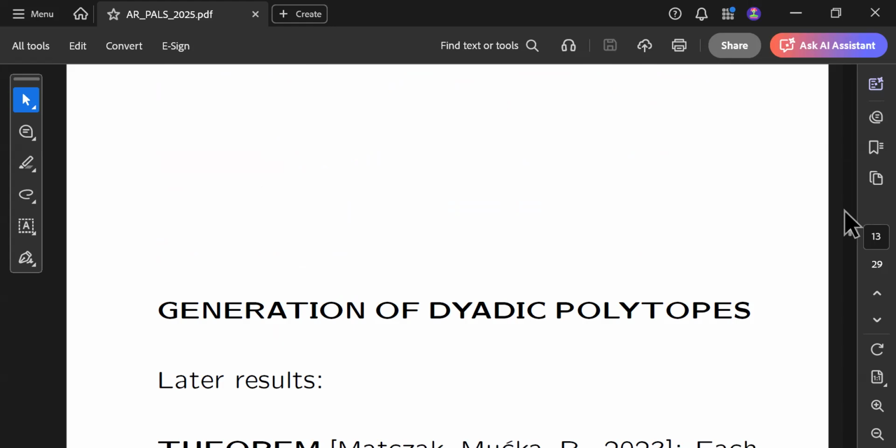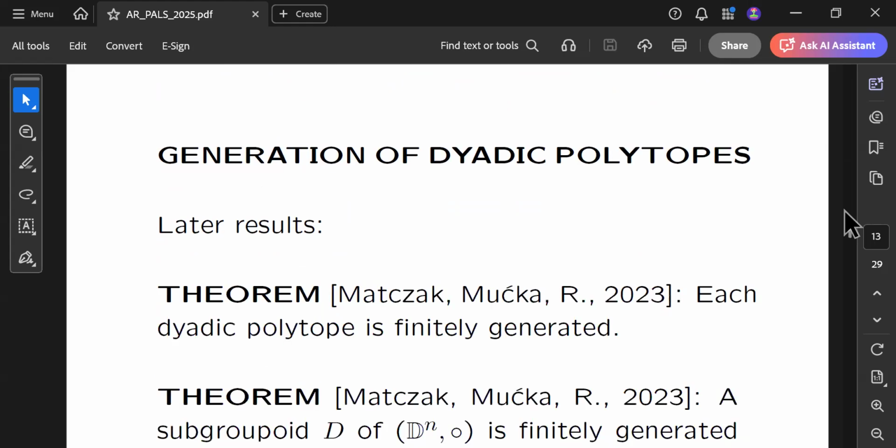Then 10 years later, we came back to the generation process, and we could show, also together with Katarzyna Matczak and Anna Mućka, that each dyadic polytope is finitely generated. And the proof is based on a very clear basic idea. Each polytope consists of its interior and boundary. And the boundary consists of maximal walls, and these maximal walls are also dyadic polytopes. So there is a certain inductive procedure in generating the boundary.